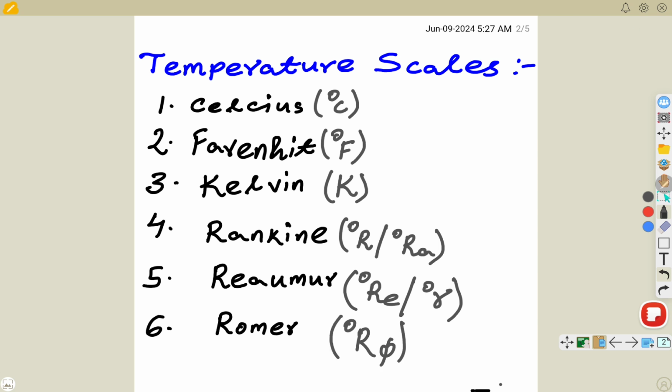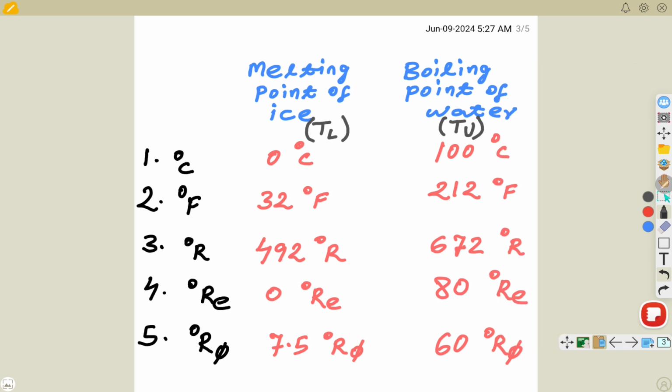What is the significance of these scales? Let's see more in details. These calibrated scales have certain upper limits as well as certain lower limits. Here, the lower limit is the melting point of ice, whereas the upper limit is the boiling point of water. For Celsius scale, the lower limit, that is the melting point of ice, is 0 degree centigrade, whereas the upper limit, that is the boiling point of water, is 100 degree centigrade.